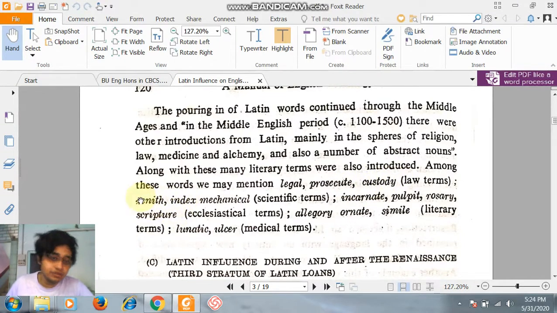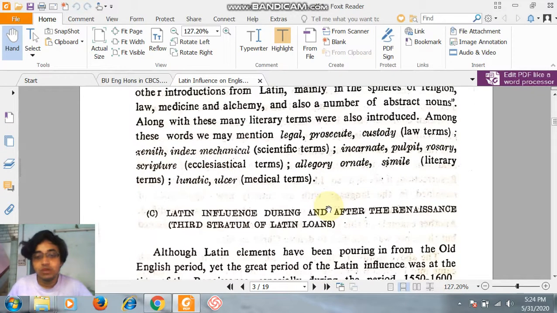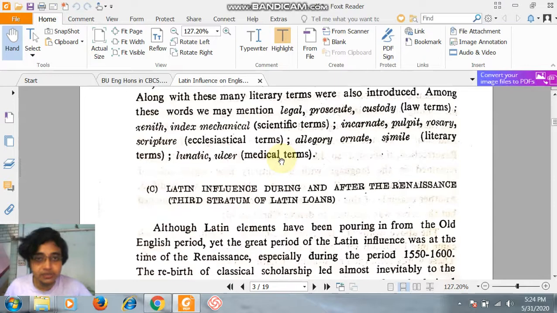Words like zenith, as in zenith of success, refers to the sky; index, mechanical, scientific terms have been derived from Latin; incarnate, derived from incarnation; pulpit, rosary, scripture, derived from Latin. These ecclesiastical terms have been derived from Latin. Words like allegory, ornate, smile are some of the literary terms directly borrowed from the Latin language. And of course, words like lunatic and ulcer have also been derived from the Latin language.